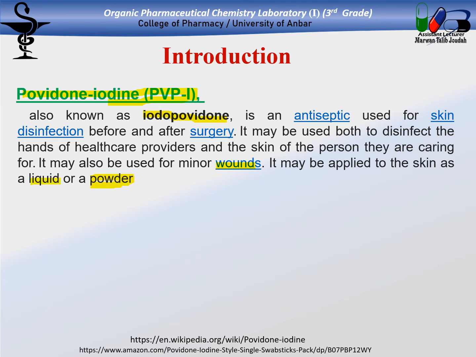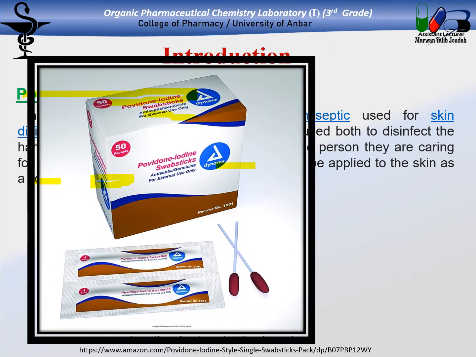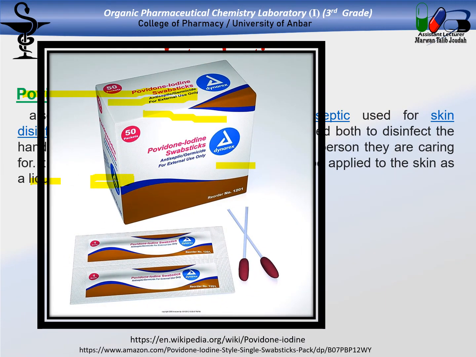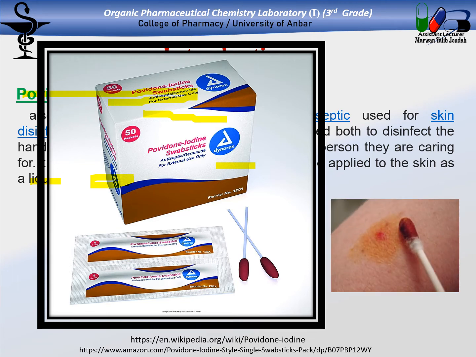Okay, so let me show you how it looks like. This is it. It costs only about $16, so it's cheap, and it's povidone iodine swab sticks as shown right here. It's antiseptic and it's used only externally. So it's for external use, okay? It's for external use, all right? So this is how it looks when you want to apply it on the skin. It could be for a minor wound or injuries, or it could be after or before surgery, as we mentioned previously.